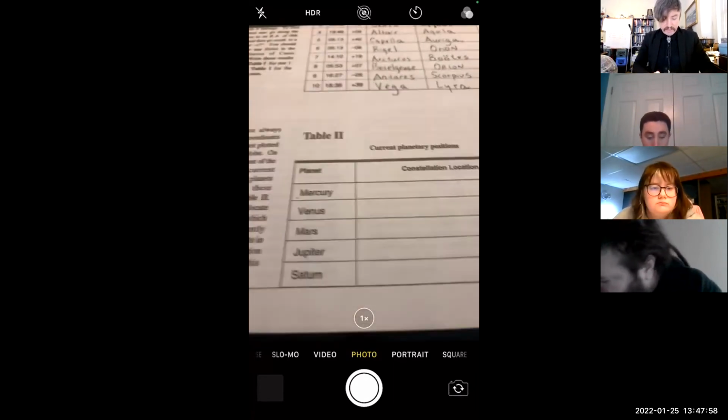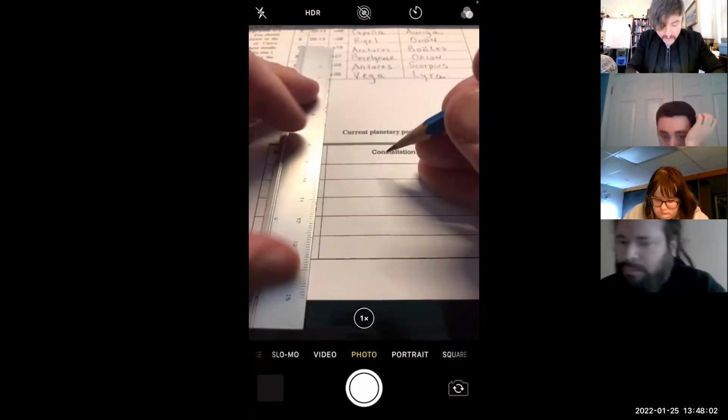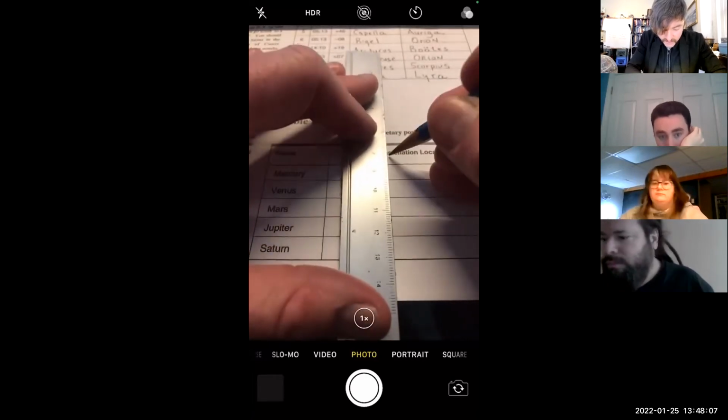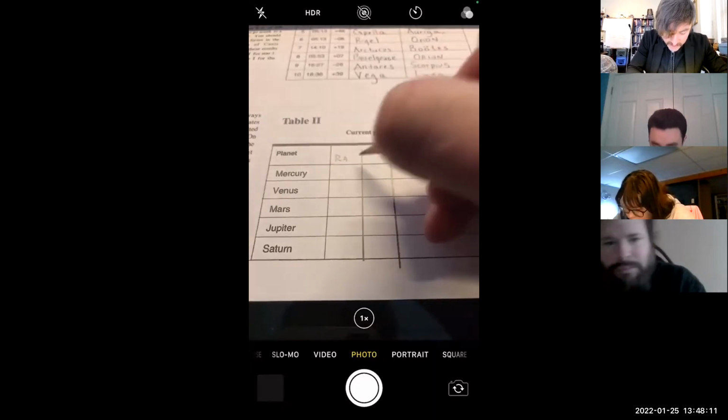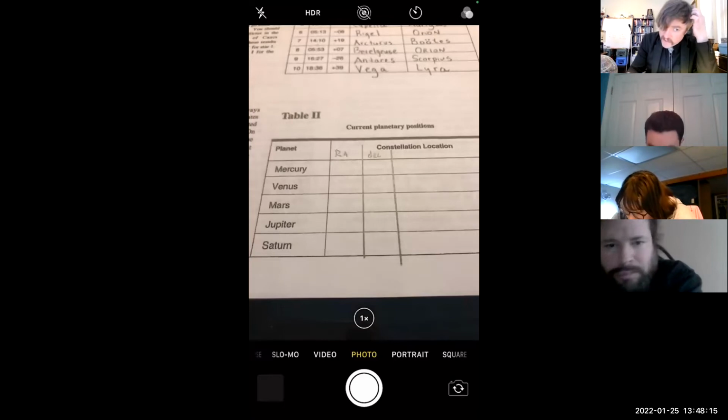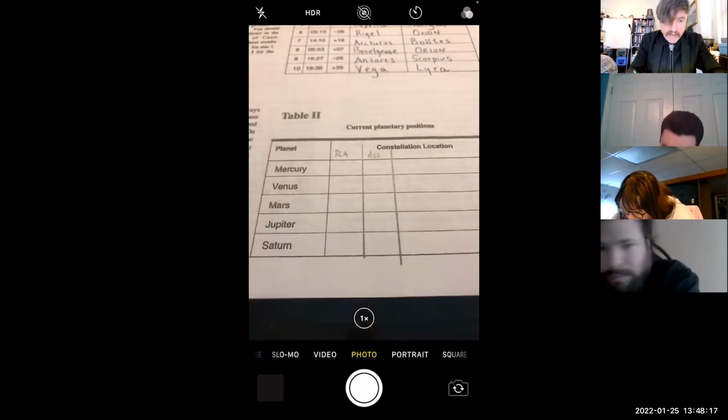Our goal is to first look these coordinates up and then to determine in what constellation does each planet appear tonight. So using a ruler, I'm going to mark off a little section of this for right ascension and declination. That's probably good enough there, okay? So let's label the RA and the DEC so that we have those coordinates, and this ephemeris is giving me the coordinates for tonight, okay?